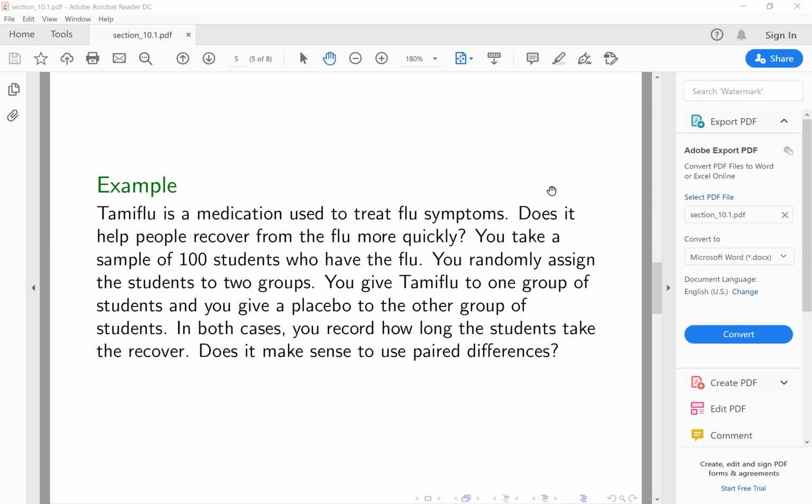What about this one? Tamiflu is a medication used to treat flu symptoms. It is a miracle drug. Does it help people recover from the flu more quickly? You take a sample of 100 students who have the flu. You randomly assign the students into two groups. You give Tamiflu to one group, and you give a placebo to the other group of students. In both cases, you record how long the students take to recover. Does it make sense to use paired differences?